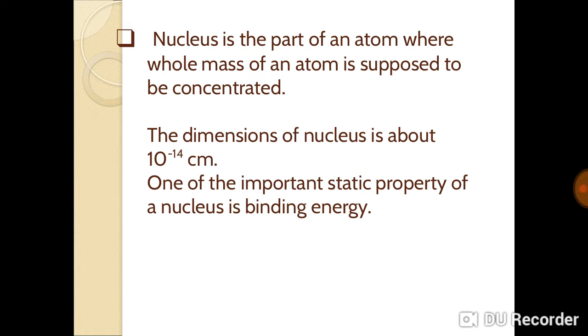Since protons and neutrons are the heaviest particles in atom and they lie inside the nucleus, hence nucleus of an atom is the part of an atom where whole mass of an atom is supposed to be concentrated. The dimension of nucleus is about 10 raised to minus 14 centimeter. There are various properties of nucleus. The properties of nucleus which are studied when it is in ground state are called static properties, and binding energy is one of the most important static properties of nucleus.